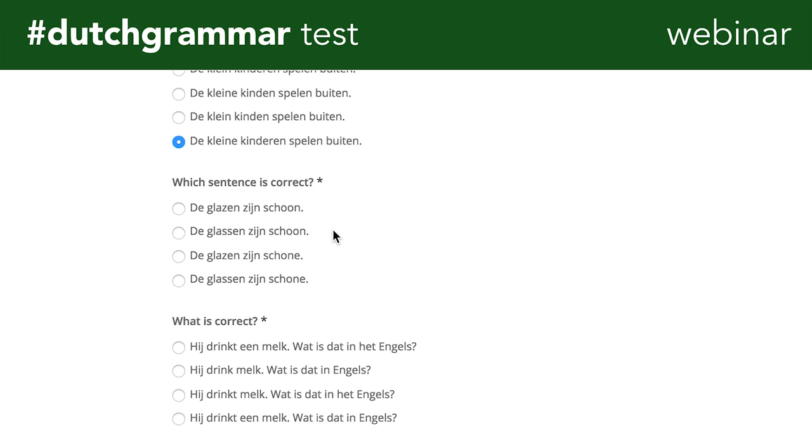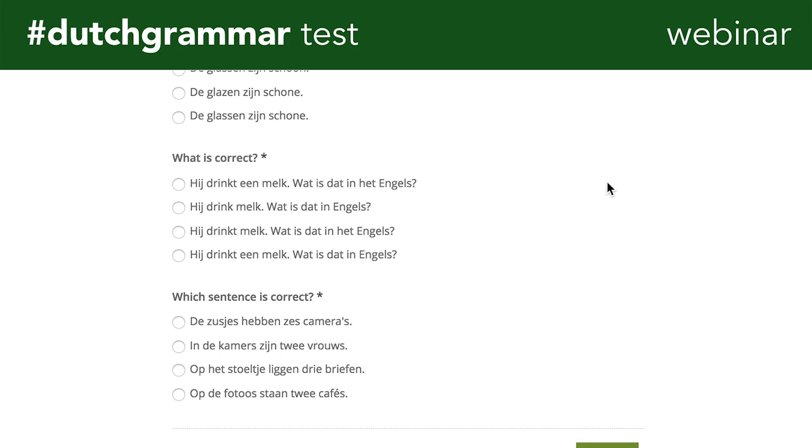Glas is a noun with a vowel change to form the plural, from short a to long a, and then it also has an S that changes into a Z. We discussed that in lesson 44. So the correct answer: de glazen zijn schoon.